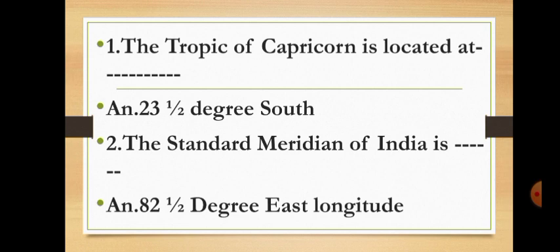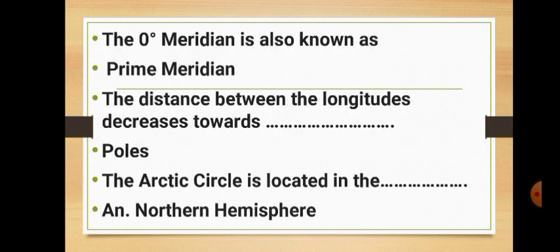The standard meridian of India is 82.5 degrees east longitude. The 0 degree meridian is also known as the prime meridian. 0 degree latitude is also known as the equator. The 0 degree meridian is also known as the prime meridian.